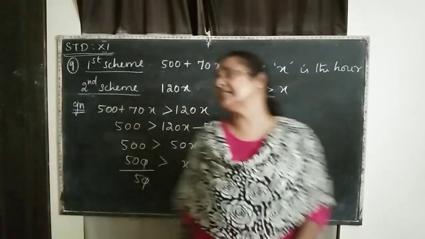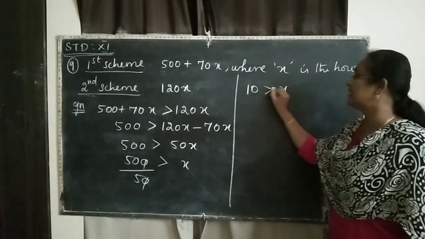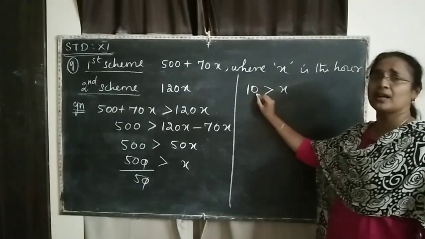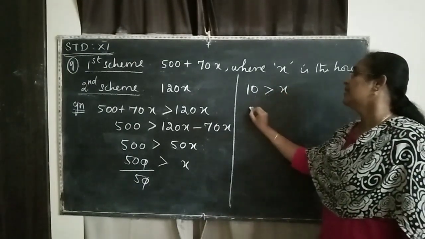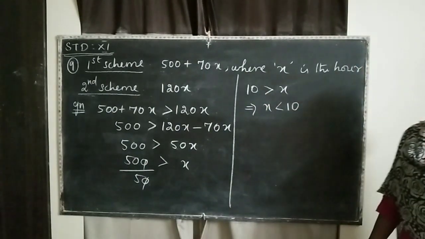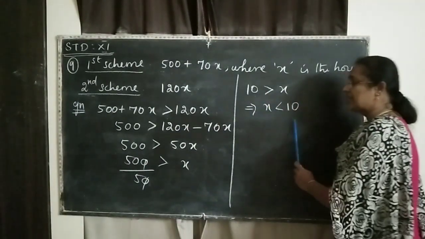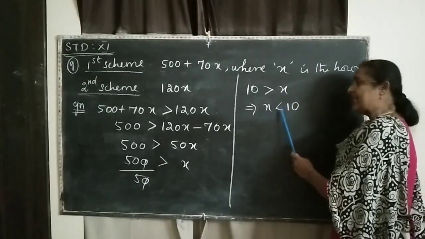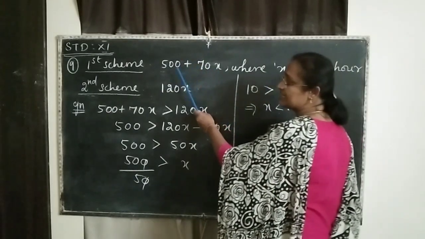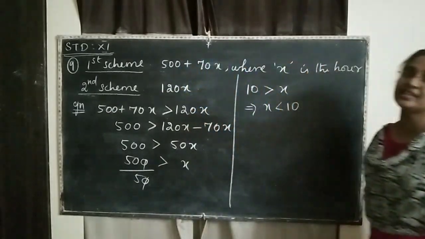I can rewrite this inequality. So now look into this inequality. x is less than 10. Which is greater now? 10 is greater. x is lesser. So I am going to rewrite it as x is less than 10. So what does this show? If the plumber works less than 10 hours, then definitely this first scheme will be the better wage for him.